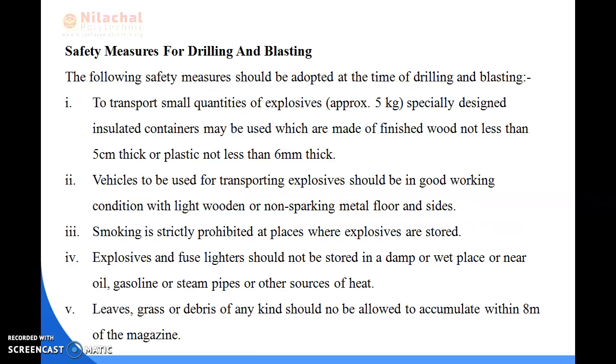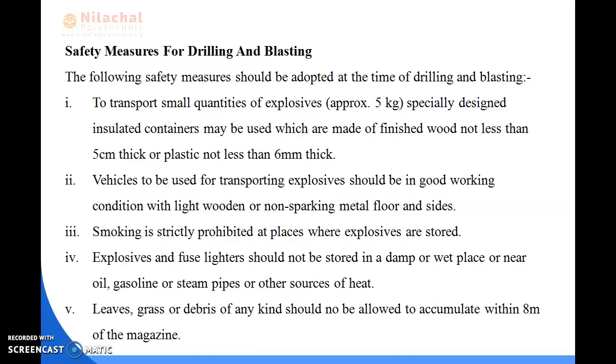Next is safety measures for the drilling and blasting. First is to transport small quantities of explosives, that is approximately 5 kg, specially designed insulated containers may be used which are made of finished wood not less than 5 cm thick or plastic not less than 6 cm thick. Vehicles used for transporting explosives should be in good working condition with light wooden or non-sparkling metal floor and sides.